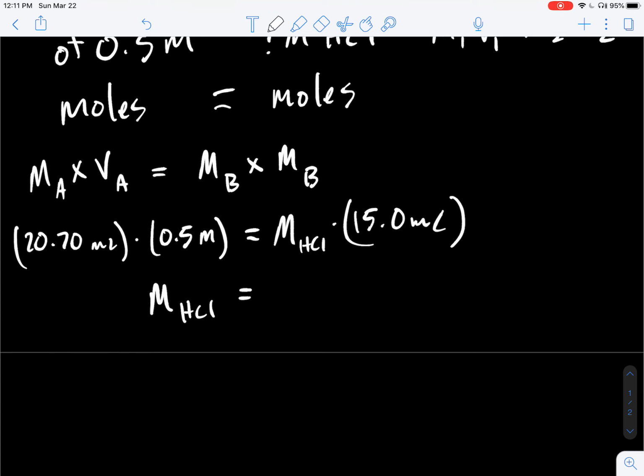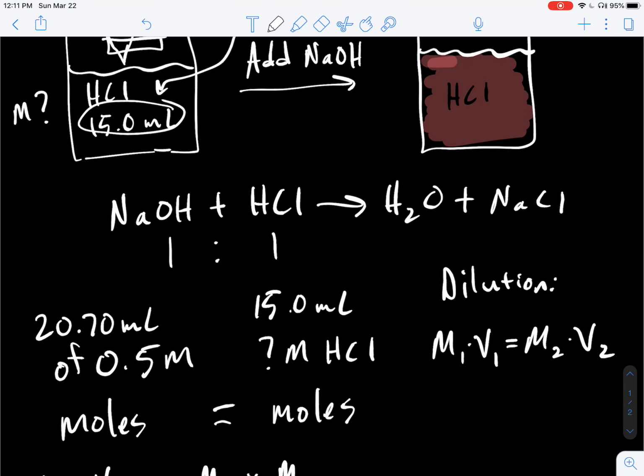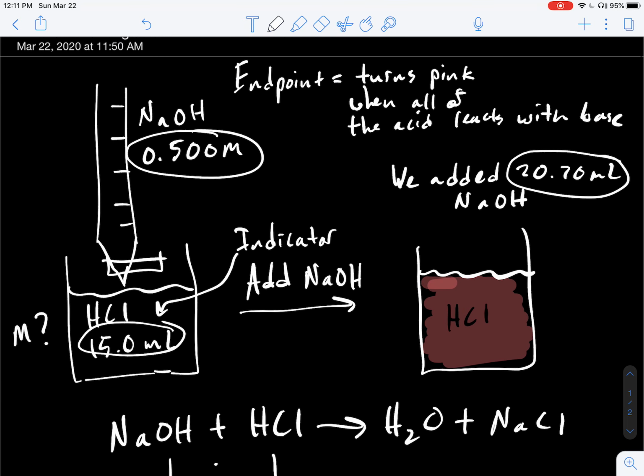It should be 0.690 molar of our HCl. So when you see these dilution problems, they're actually pretty simple, and you can think of them as, a lot of times, just a word problem.